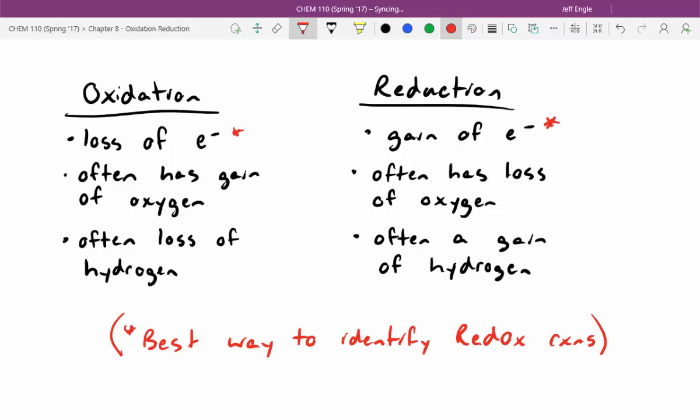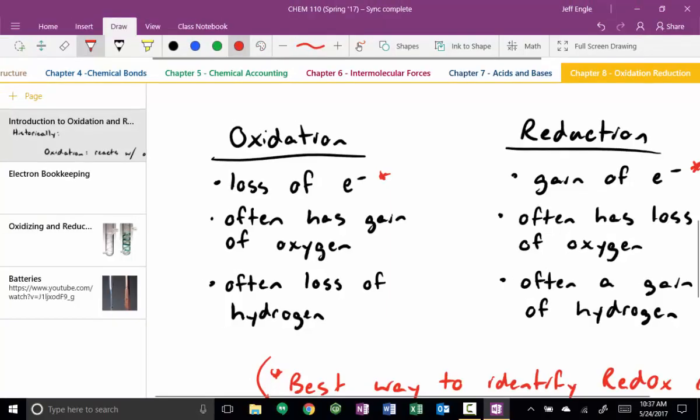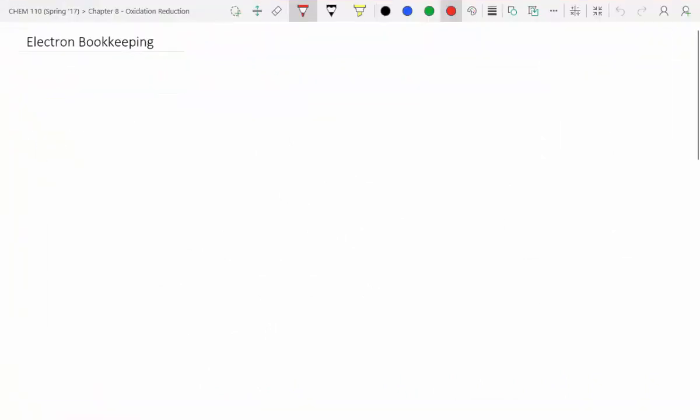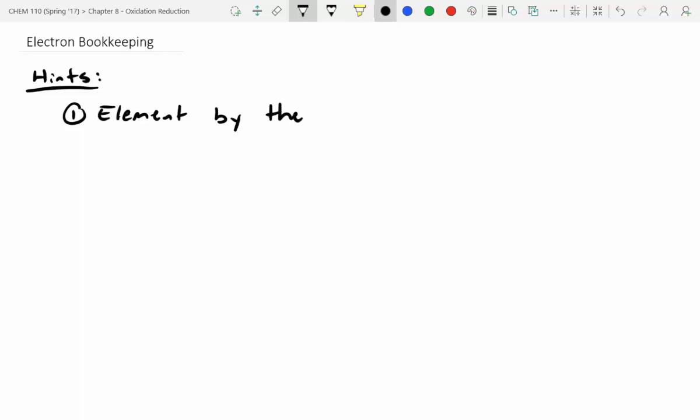All right, now we get to go into the nitty-gritty part of this, counting electrons. So let's talk about some basic electron bookkeeping rules. These are pretty straightforward, but I'll give you a handful of hints. The first one is that elements by themselves have no charge. So for example, if I just give you a sodium atom and I don't indicate that it's a positive charge, let's just assume that it's neutral and that it has no charge, right? So that's a really simple thing.